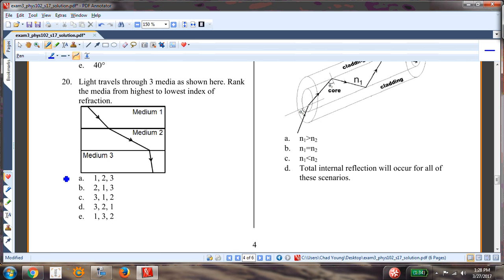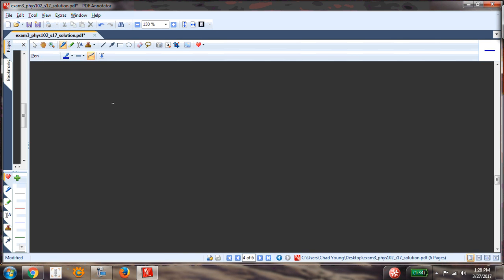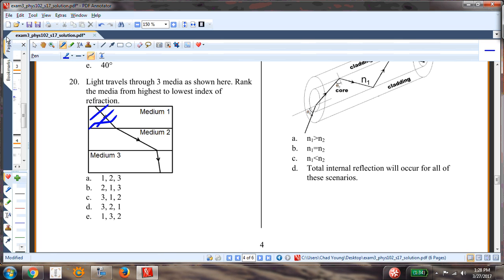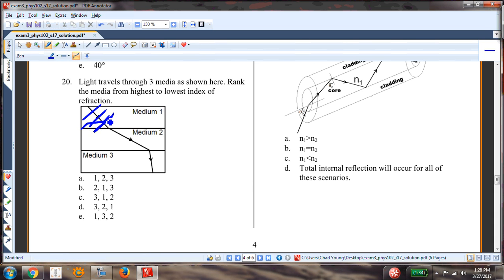Light travels through three media, as shown here. Rank them from highest to lowest index of refraction. All right, so you want to list them N1 and 2, N2 and 3, and then N1 and 3, and then we'll figure it out. But let's consider our wavefront model of light. Here, it looks like this one speeds up. That means that it speeds up in medium 2, so N1 is bigger than N2. It's traveling from a high index to a low index, so it moves away from the normal. And then here, it looks like it slows down, so N3 is bigger than N2.